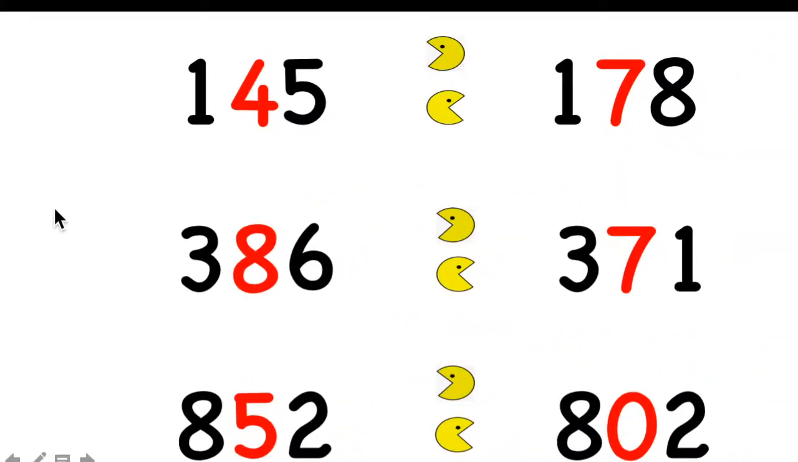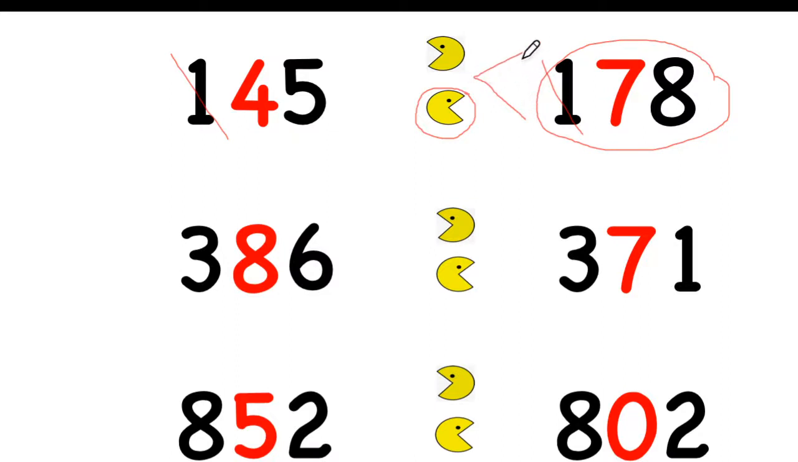Let's practice with my Pac-Man when we will use the tens digits to compare. As you can see, 100 and 100 are the same. We will use the tens digit. 4 and 7. Which one is greater? 4 or 7? Which one is the bigger number? 7 is greater. That means that this number is greater. Which Pac-Man will eat it? The first one or second one? Which one is looking at the greater number? This one, right? So see where his mouth is open? Like this. That means the sign is this, the less than sign. 145 is less than 178.